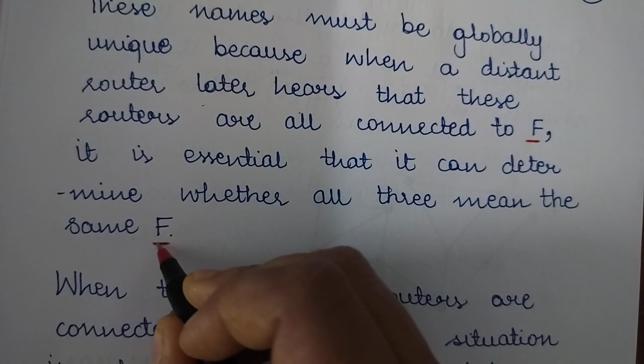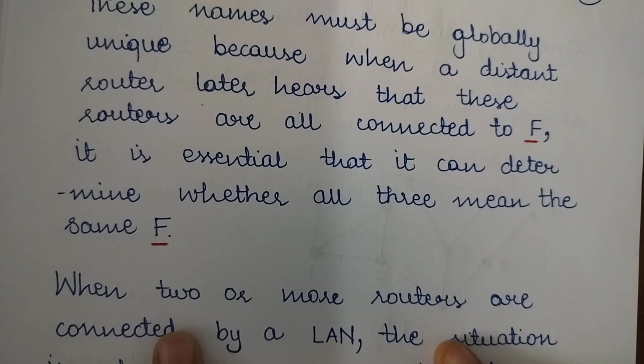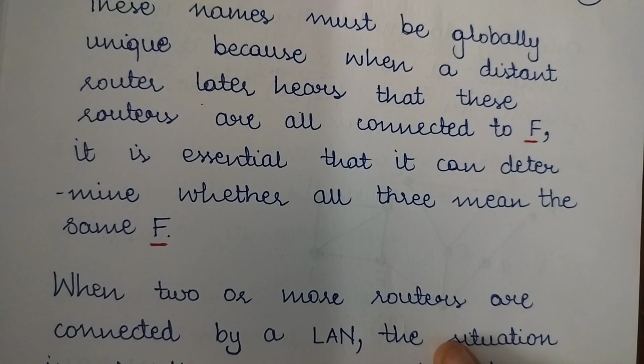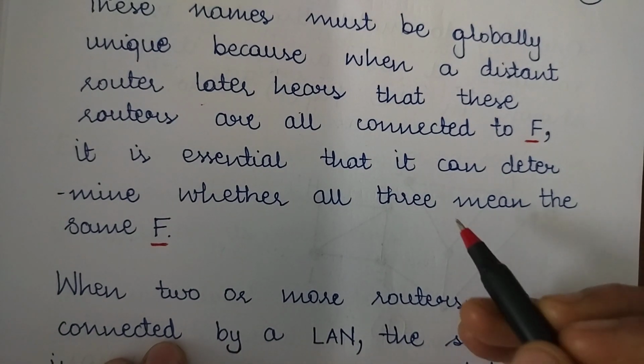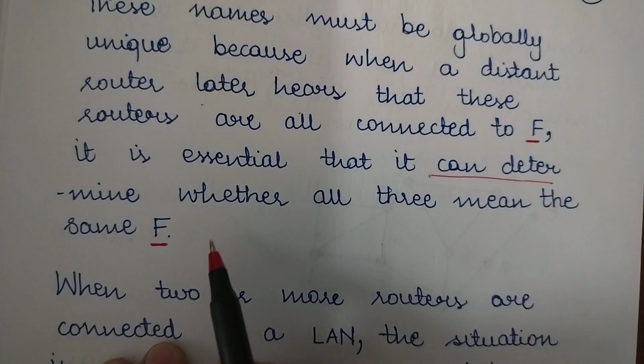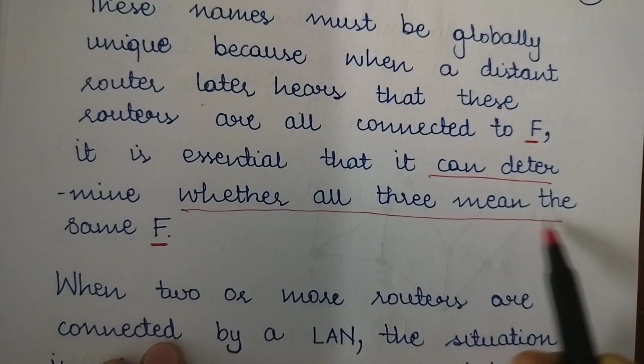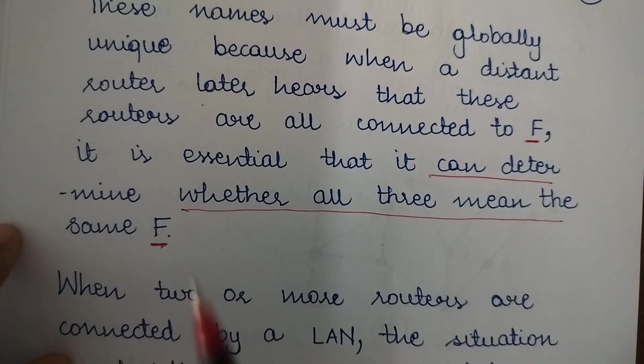So if it gets to know that other routers are also connected to a router named F and it is also connected to a router named F, it must be sure that this F is the same router to which it is connected and not some other router which other routers are talking of. So the names must be globally unique. If F has been assigned as a name to one router, it cannot be assigned as a name to any other router in the subnet. Hence they must be globally unique, so that one router can determine whether all 3 are talking about the same F router.